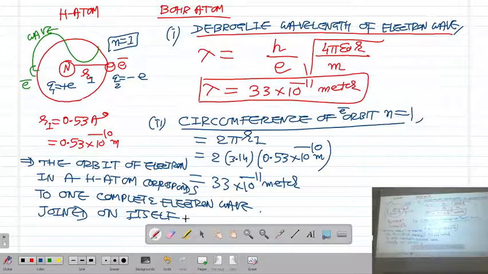So ground state orbit of the electron in a hydrogen atom contains one electron wave joined on itself. So suppose I take n is equal to 2, there will be 2 electron waves. For orbit n is equal to 3, there will be 3 electron waves, and so on. Okay. So next part, okay. Up to this portion we have covered in the last lecture. Okay. Now next is this.